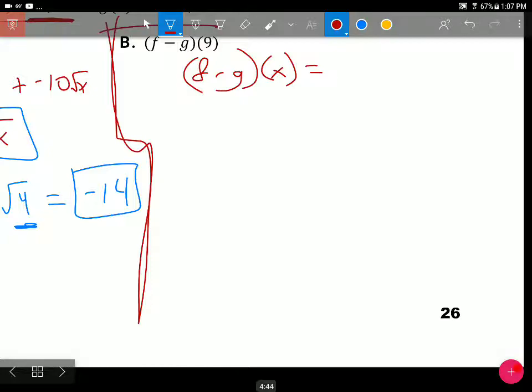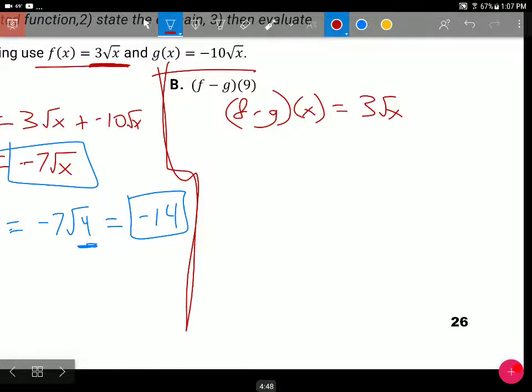The f is still 3 root x. And it's negative 10 root x. But this time we are subtracting it. So it's really 3 root x plus 10 root x, which is how many? 13 root x's. That would be the actual equation, times, well, square root of 9.